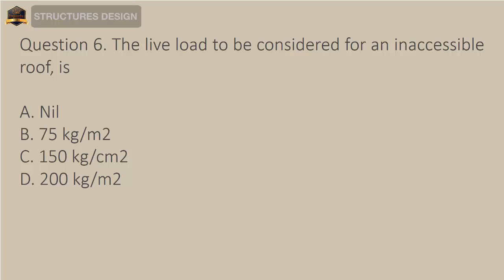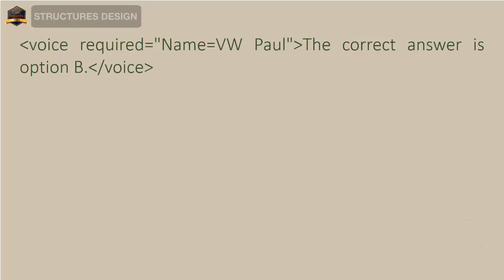Question 6. The live load to be considered for an inaccessible roof is: A, nil; B, 75 kg per meter 2; C, 150 kg per meter 2; D, 200 kg per meter 2. The correct answer is option B.